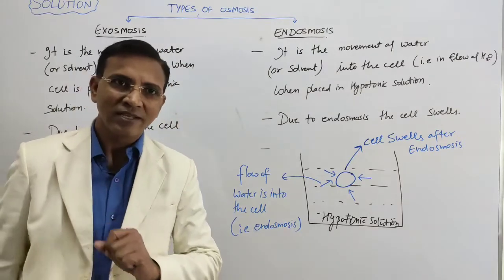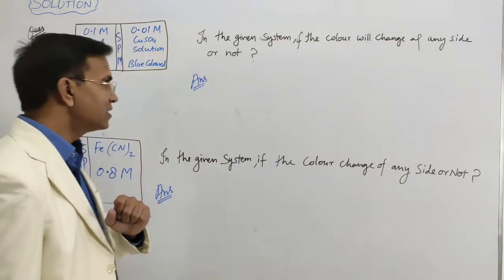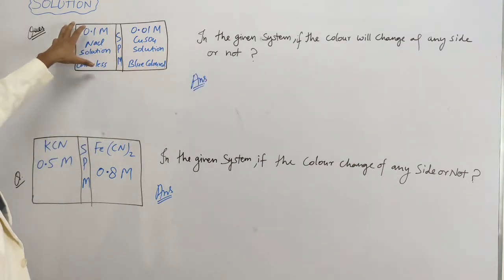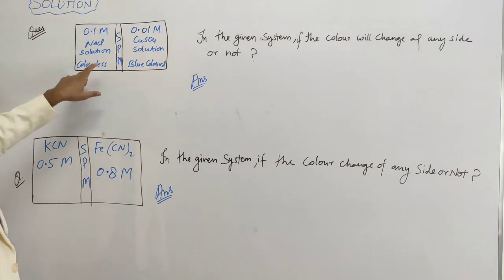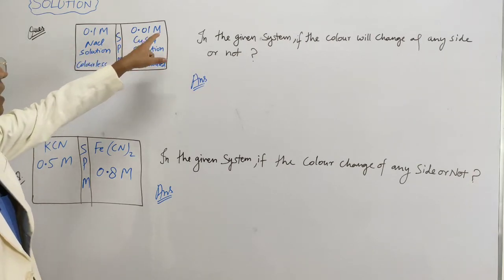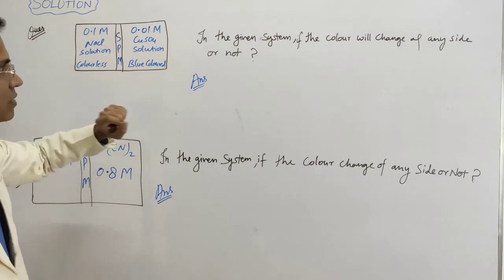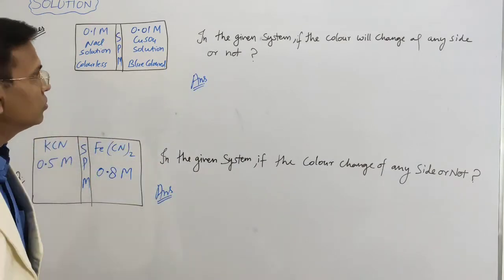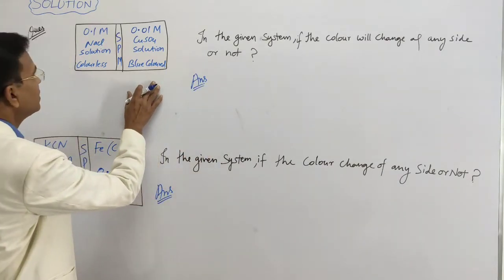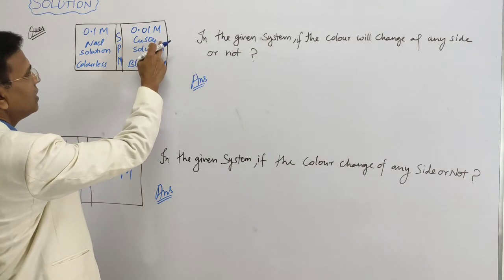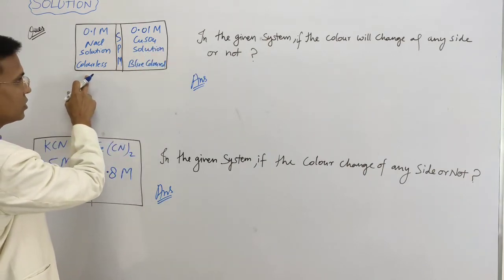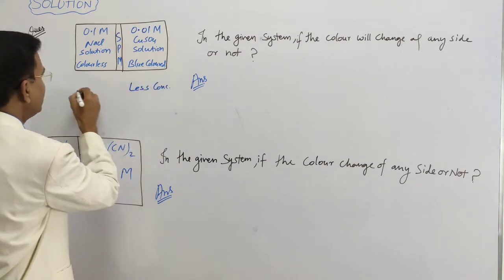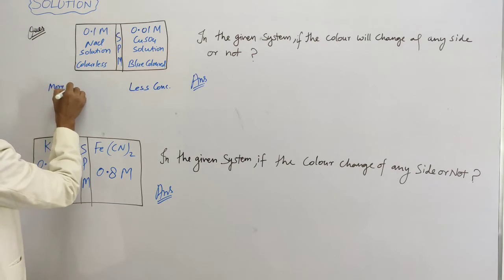Now some questions are there, right? So here are some questions. Let us start. The first question is, the system is given here: 0.1 M NaCl solution, colorless, and here 0.01 M copper sulfate solution, which is blue color. In the given system, will the color change on any side or not? If we observe here, this side has the less concentration and this side the more concentration.